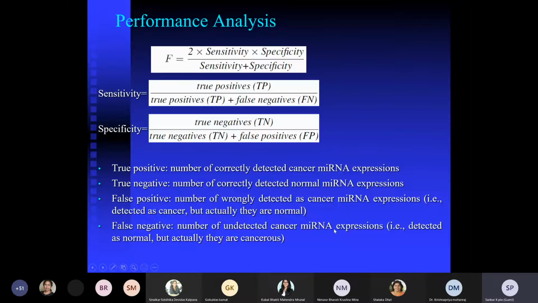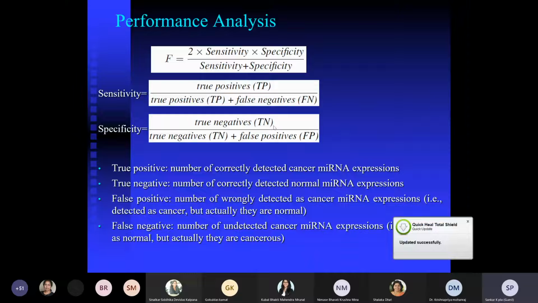So our objective is to maximize the F-score. It is a harmonic mean of sensitivity and specificity. So we want to maximize both. Maximizing the F-score means we want to maximize both this and this. That means true positives should be more and true negatives should also be more. That means cancer patients should be treated as cancer patients, normal as normal patients, not the other way.